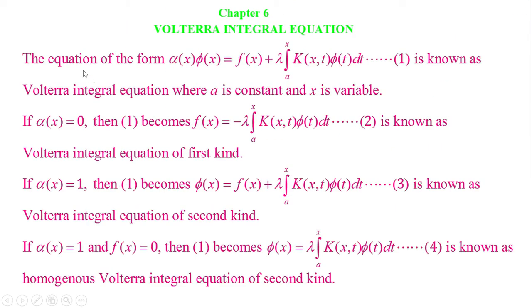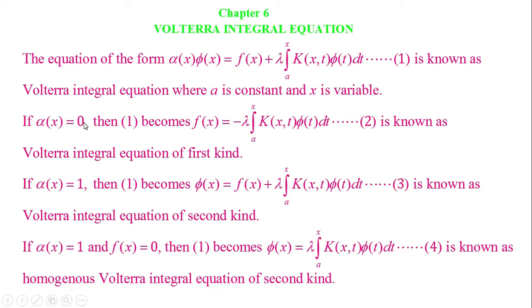Dear audience, the equation of the form alpha of x, phi of x equals f of x plus lambda integral over a to x, k of x t, phi of t dt is known as the Volterra integral equation, where a is a constant and x is a variable. That means in the integral equation, where one limit is a constant and the other limit is a variable, that equation is known as the general form of the Volterra integral equation.